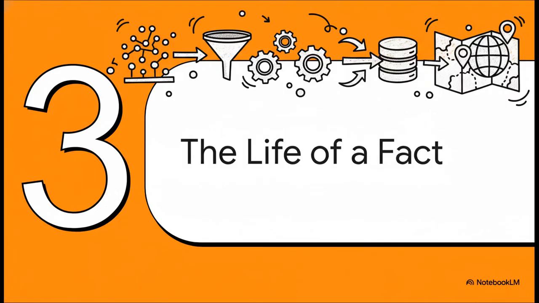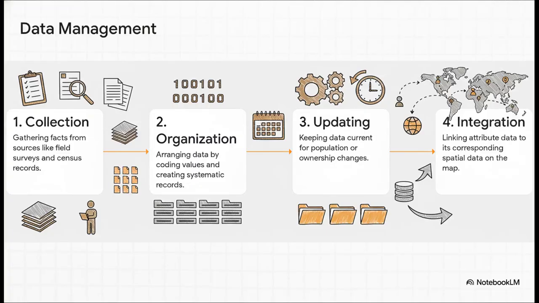So you might be wondering, how does all this descriptive info actually get into the system and become useful? Well, it's not magic. It's a whole process, kind of like a journey that every single fact has to take before it can tell its story on the map. It all kicks off with collection. You know, people out in the field doing surveys or digging through census records to get the raw facts. Next up is organization. You can't just dump it all in. It has to be coded and structured so a computer can actually read it. Then, and this is so important, it has to be updated. The world changes, right? Populations grow, buildings change hands, and then the final crucial step, integration. This is where that data is officially connected or linked to its specific spot on the map.